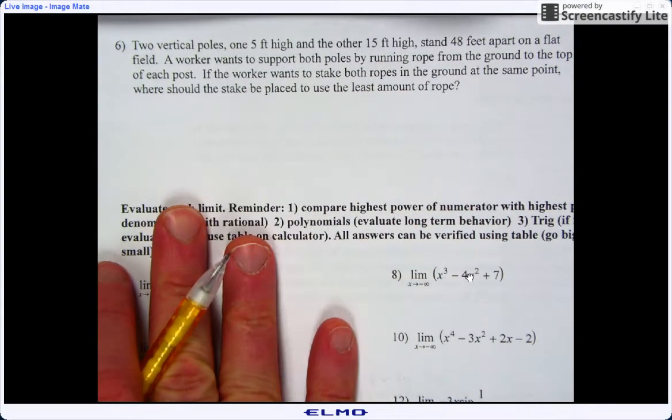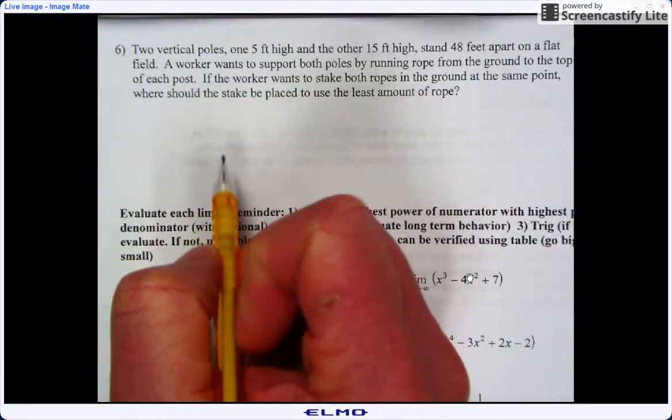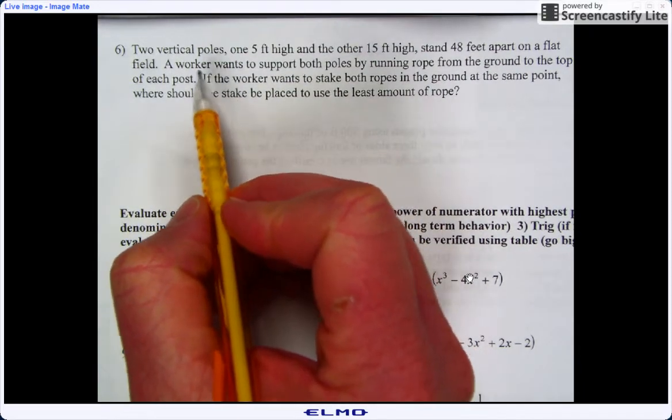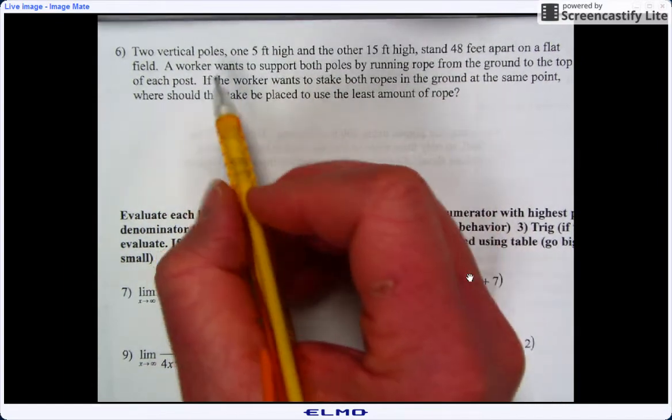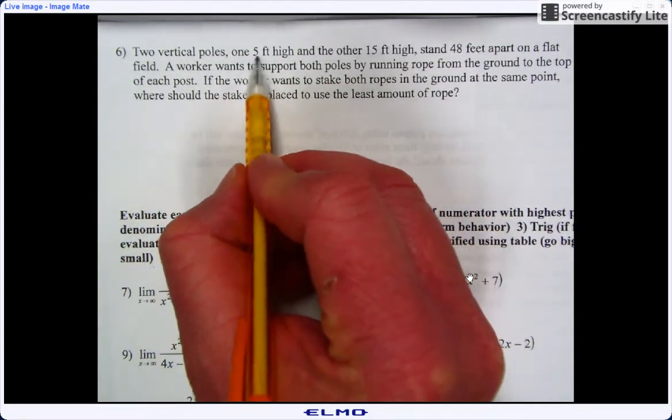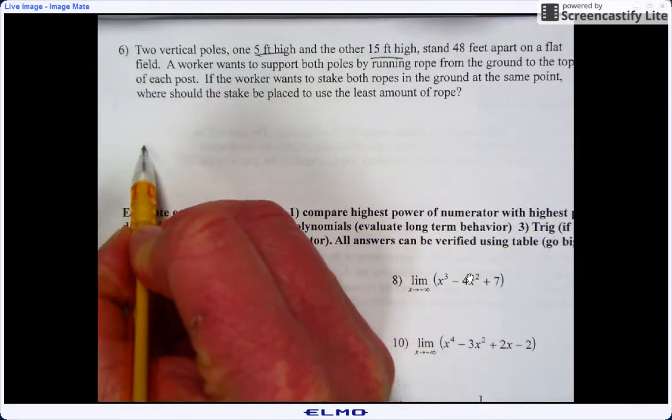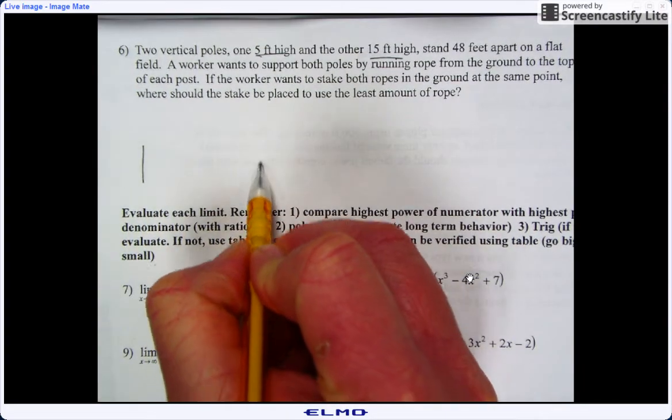All right, so we're going to do another optimization problem. This is on the back of your worksheet. I want to talk about just a different example of one. So we have two vertical poles, one's 5 and one's 15. Doesn't say which side's which, doesn't really matter.